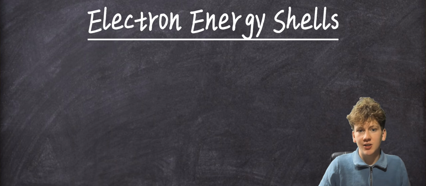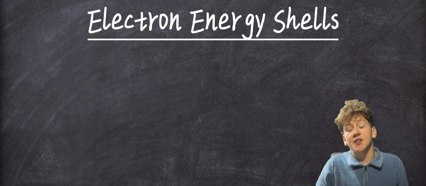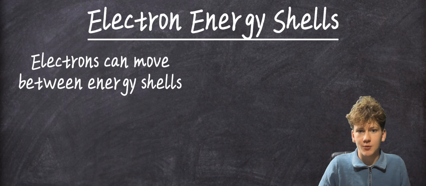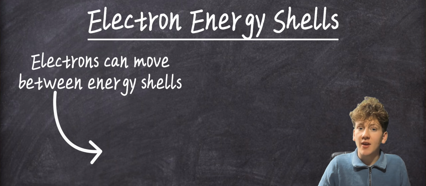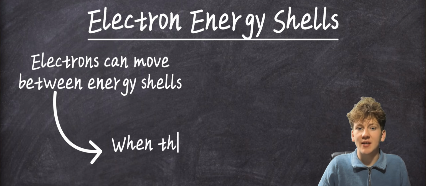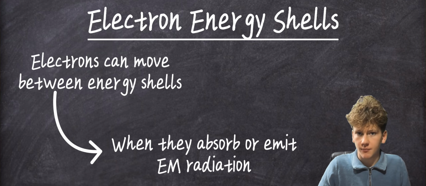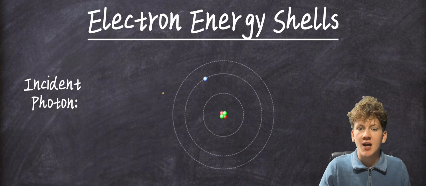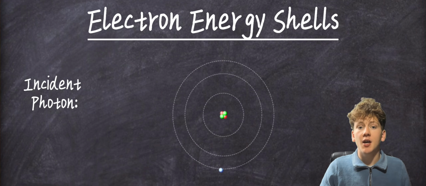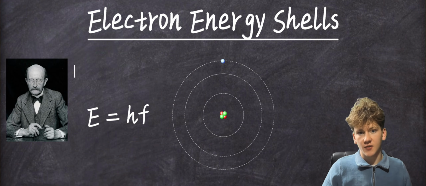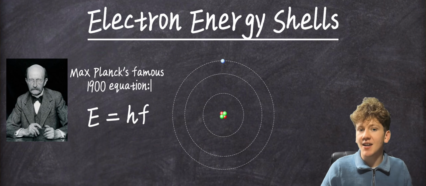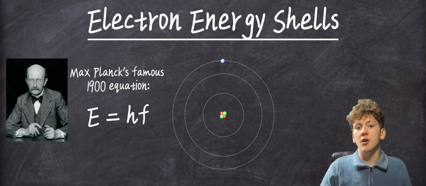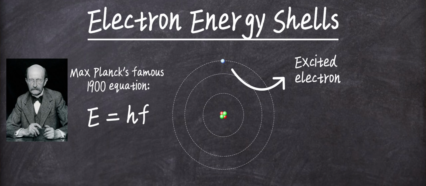Although the energy shells, or eigenstates, are discrete, electrons can still move between them when they gain or lose energy. The primary way they do this is by absorbing or emitting electromagnetic radiation. When an electron orbiting the atom absorbs an incident photon, excitation occurs, and depending on the frequency of the light, for E equals hf tells us that the energy of the light depends only on its frequency, the electron can move to a higher shell.